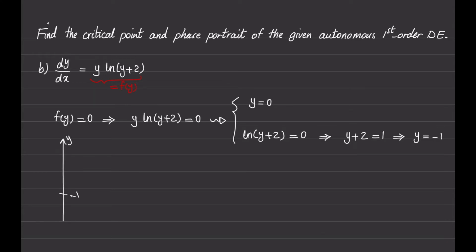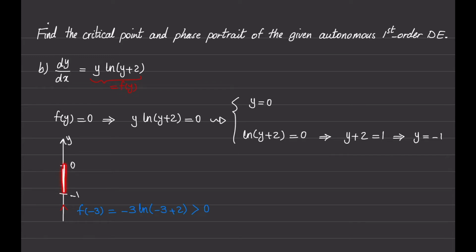different regions. The first region is for the values of y less than minus 1, and we can pick minus 3. We need to find the sign of f of minus 3, which is minus 3 times ln of minus 3 plus 2, and we know that this is positive. So we can draw an upward arrow in this region.